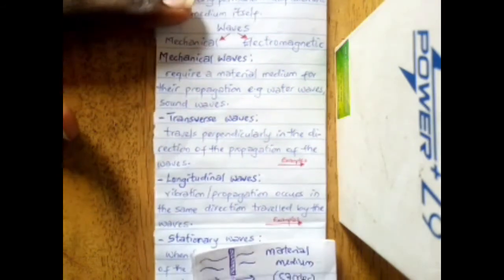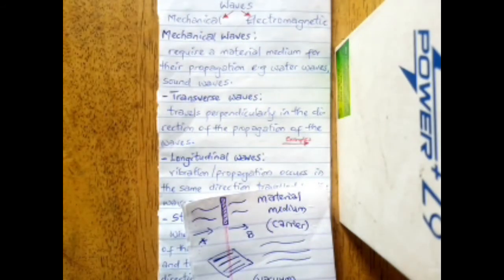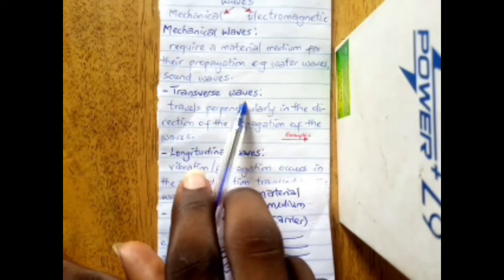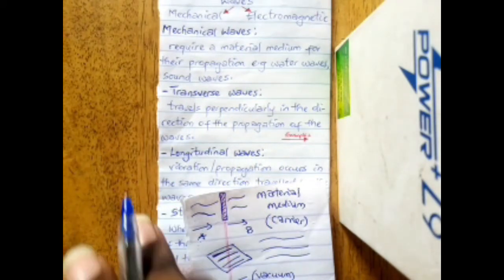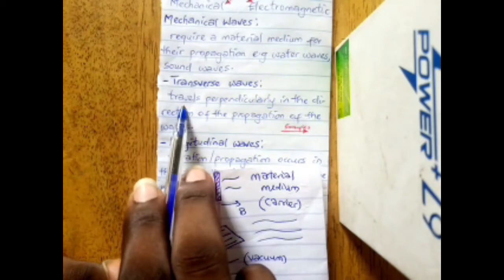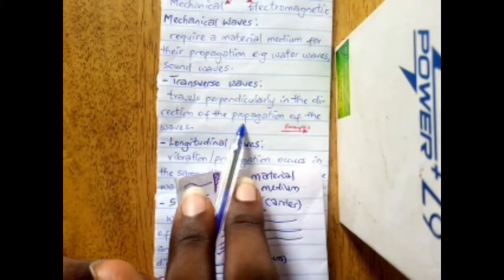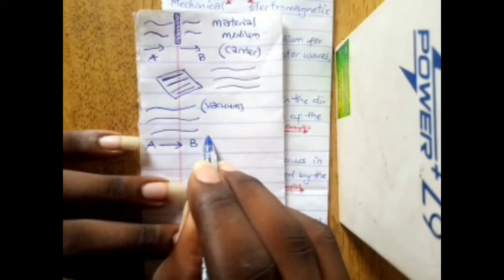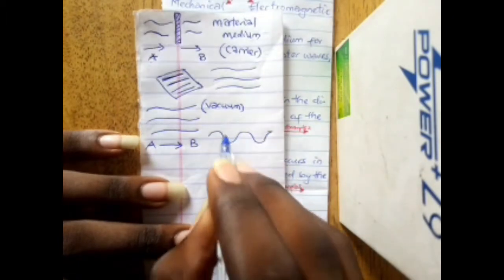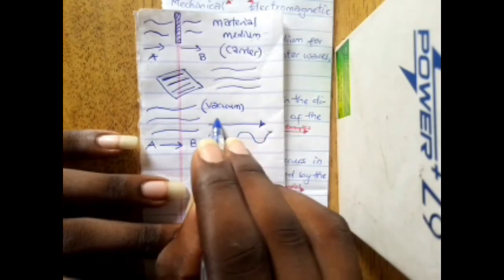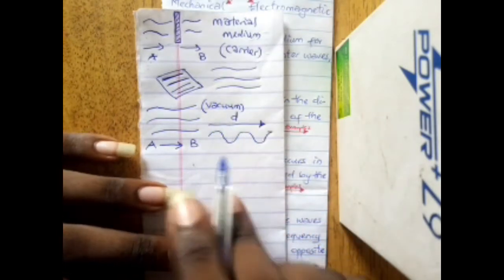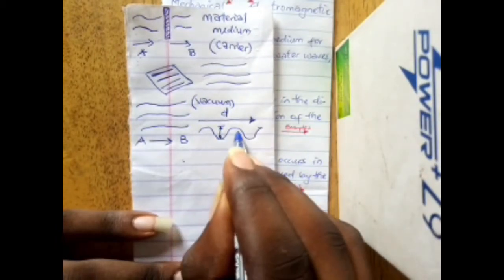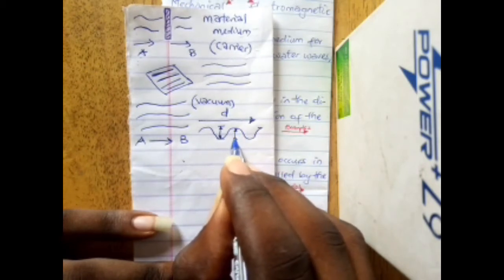Still looking at mechanical waves, we have various types. Examples of mechanical waves are water waves and sound waves. The first type is the transverse wave. What is a transverse wave? A wave which travels perpendicular to the direction of propagation of the wave. This is the direction of propagation of the wave, and this is the vibration of the wave, which vibrates up and down.